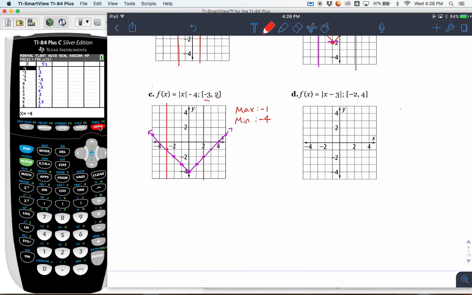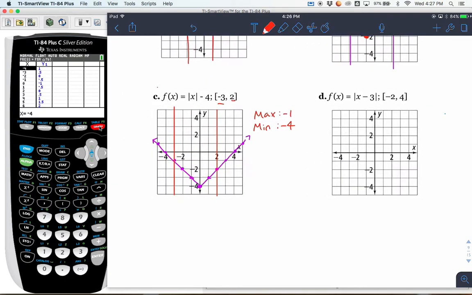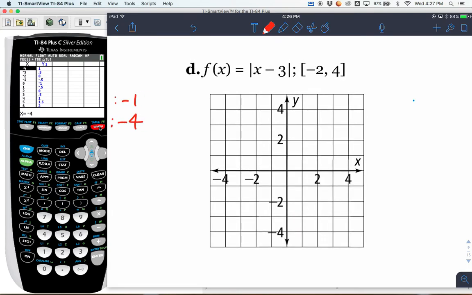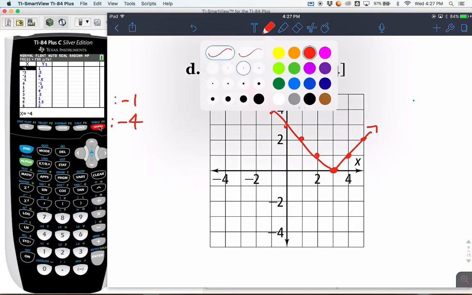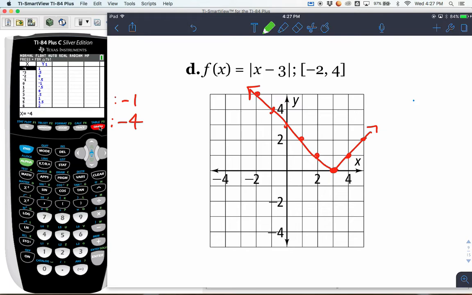And I guess we got one more here. Let's see what's going on with this graph here. X -3 inside the bars. So that's actually over here to the right. Nothing weird's going on with the slope. And going left and right forever. And then let's see here, the given interval we got from -2, so actually like kind of over here near the top of the graph right there. And then +4.